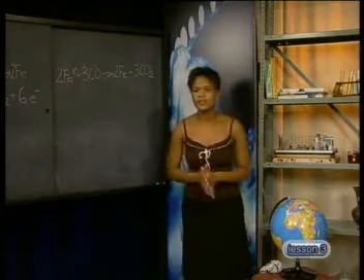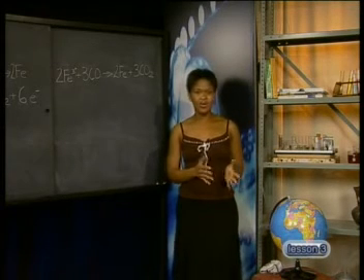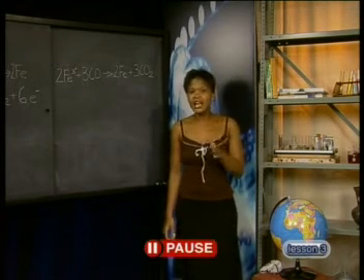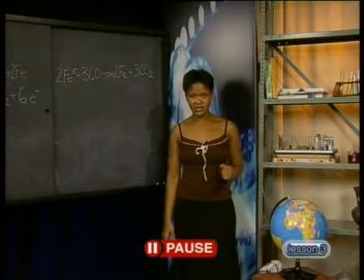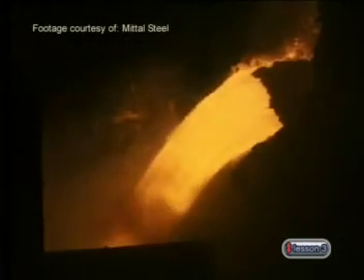Think about this for a moment. If the molten slag is less dense than the molten iron, where do you think the slag will be found within the mixture of liquids? Well, because the slag is less dense than the iron, it forms a layer above the liquid iron. Each layer is drained separately from the furnace.